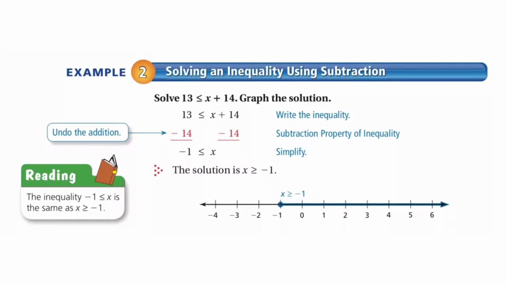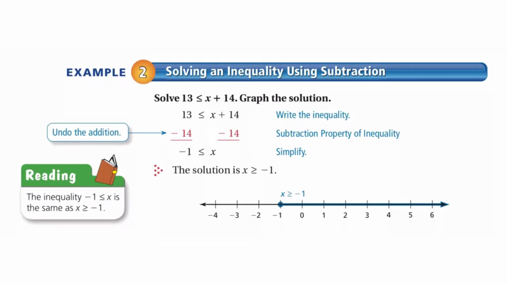To get x by itself, we'll subtract 14 from both sides. That leaves us with x all by itself on the right-hand side, and 13 and negative 14 on the left-hand side, which leaves us with negative 1. Negative 1 is less than or equal to x. Now, turn that inequality around.